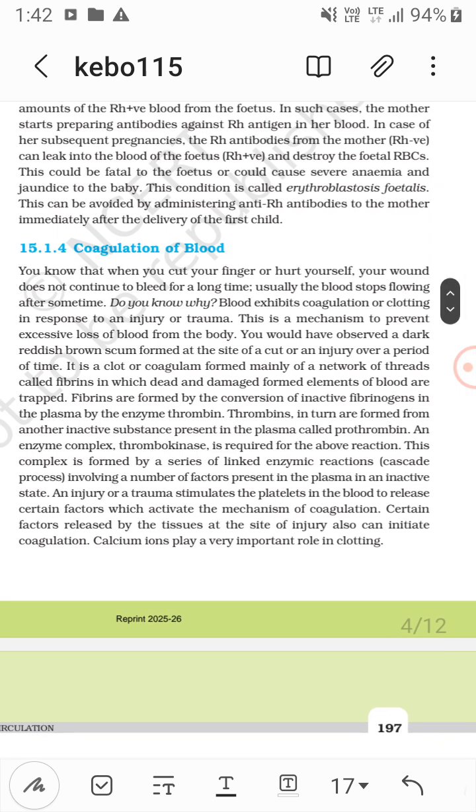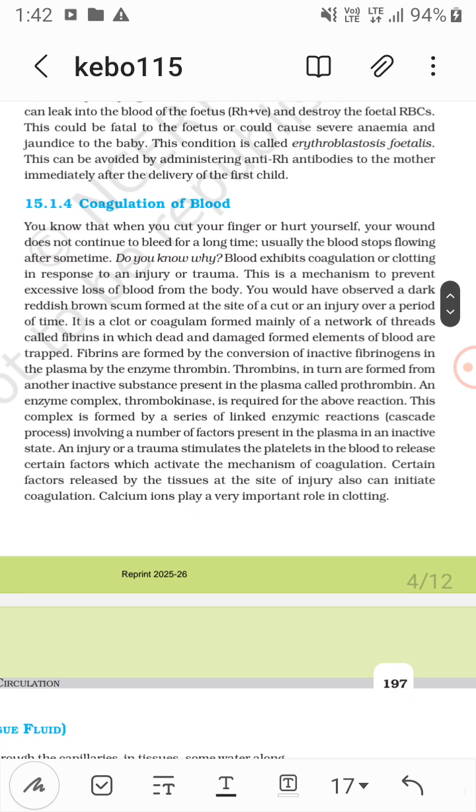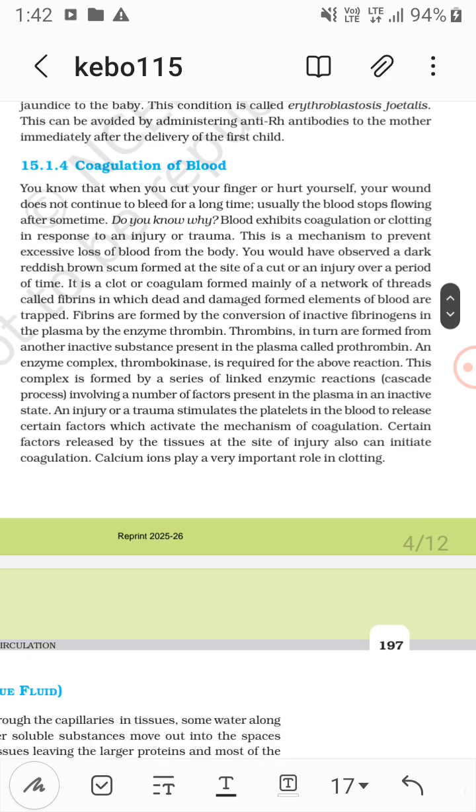So coagulation of blood. Now, calcium ion plays a very important role in clotting. Certain factors released by the tissues at the site of injury can also initiate the coagulation. Now, you see, first prothrombin is converted into thrombin by the enzyme thrombokinase. This is a complex enzyme reaction.